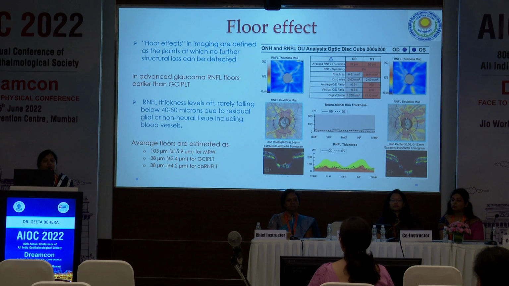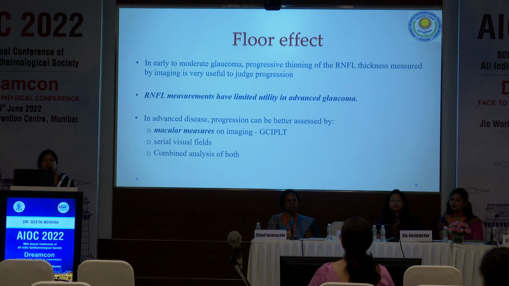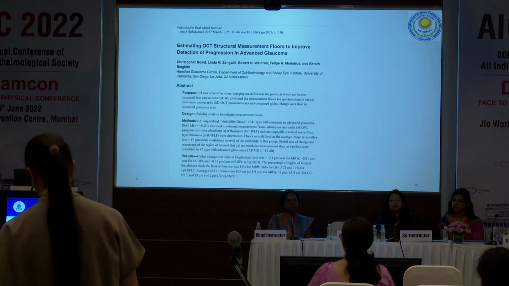So the average floors that are estimated are 105 microns for the BMO, 38 microns for the GCIPLT, and 38 for the CPRNFL. But please remember that the CPRNFL floors much earlier than the GCIPL. So in floor effect in early to moderate glaucomas, progressive thinning of the RNFL measured by imaging is very useful to judge progression, but it has very limited utility in advanced glaucoma. So in advanced glaucoma, progression can be better assessed by macular measures and imaging, that is the GCIPLT, serial visual fields, or combined analysis of both.